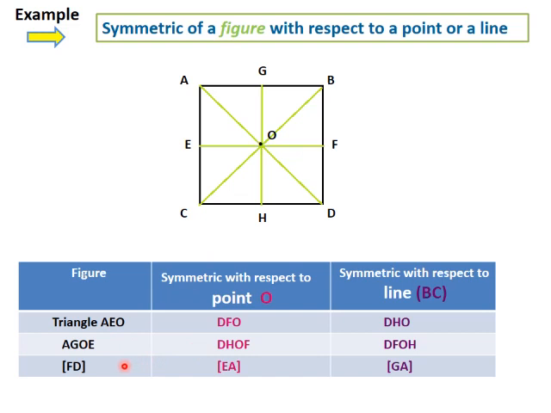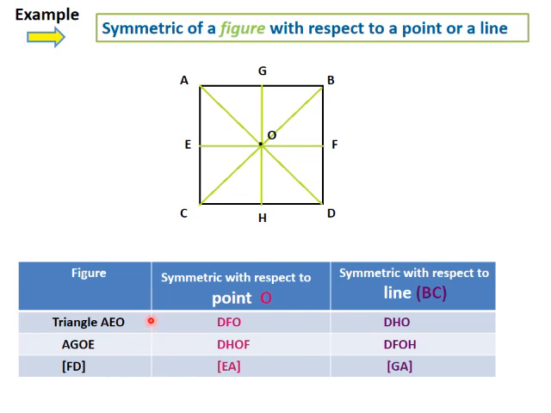And we are going to find the symmetric of segment FD by finding the symmetric of points F and D one by one. The symmetric of point F with respect to point O is point E, and the symmetric of point D with respect to point O is point A. So, the symmetry of segment FD is segment EA.